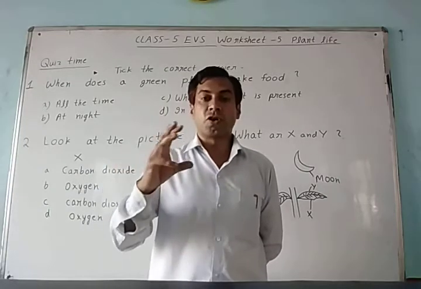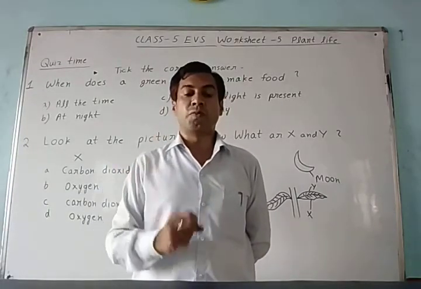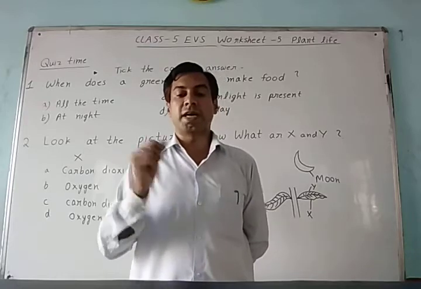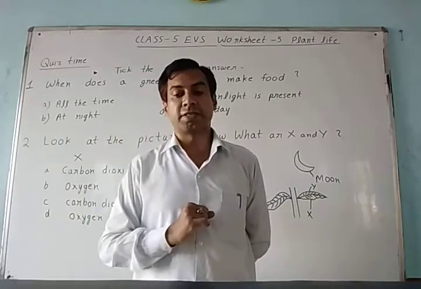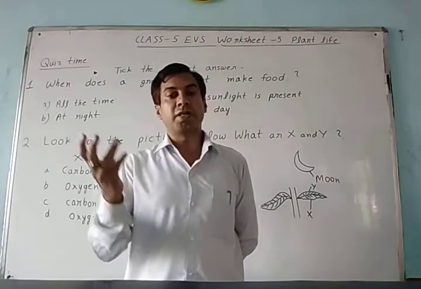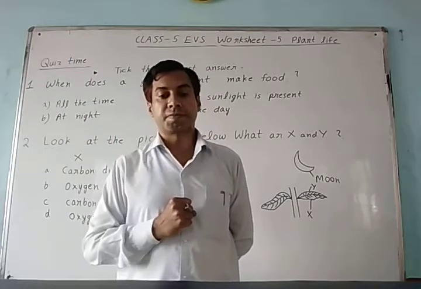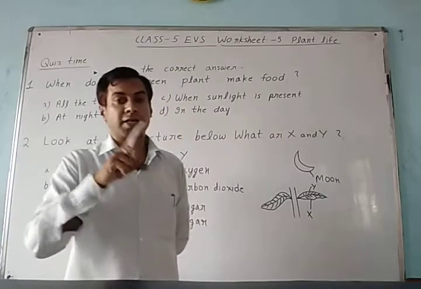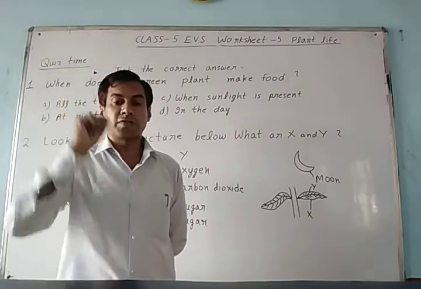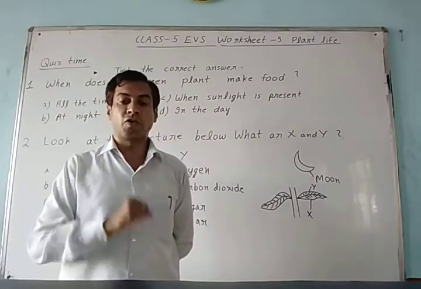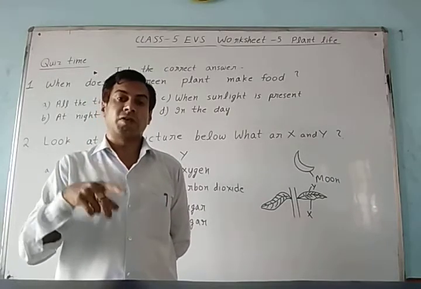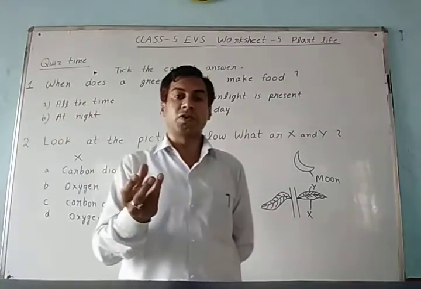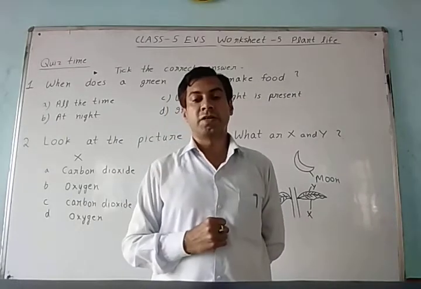The process of making food by using water, minerals and carbon dioxide in the presence of sunlight is called photosynthesis, and the food prepared is glucose and oxygen. So carbon dioxide plus water, in the presence of sunlight with the help of chlorophyll present in the leaf, prepares food in the form of glucose and oxygen.